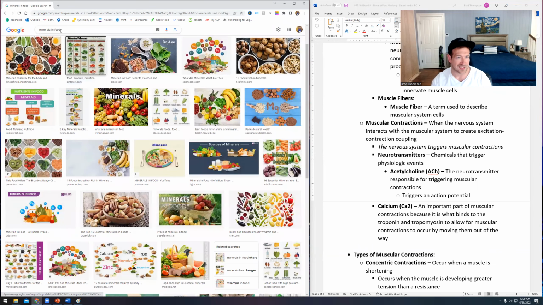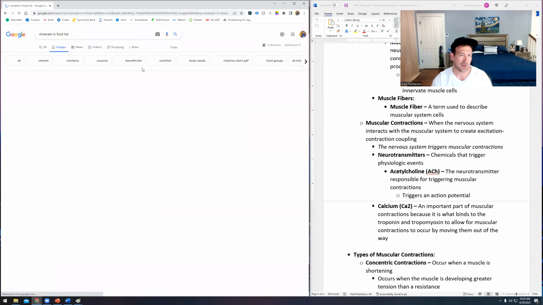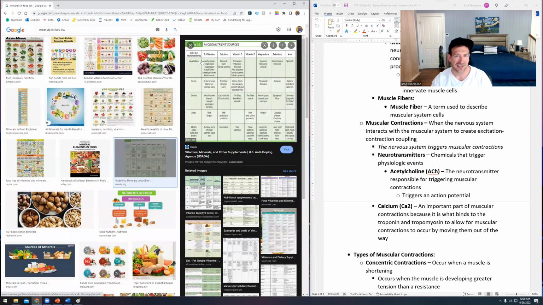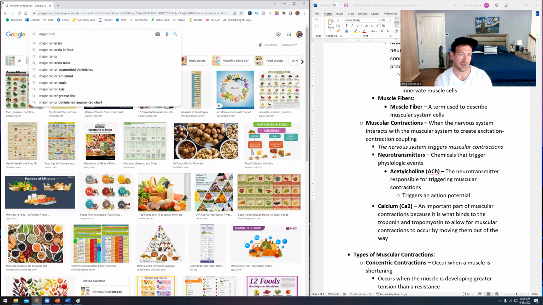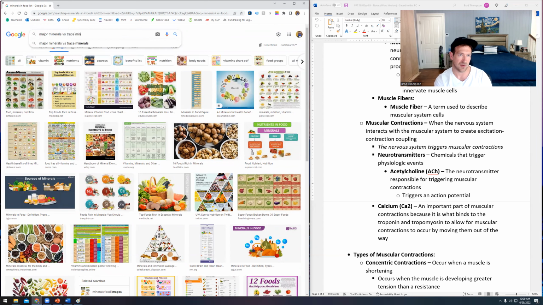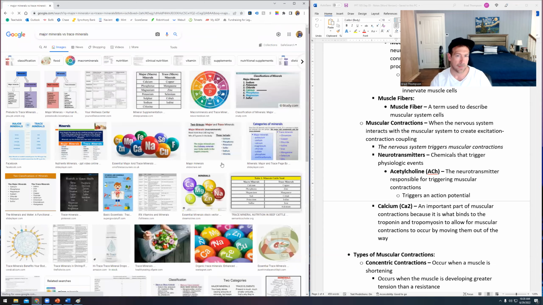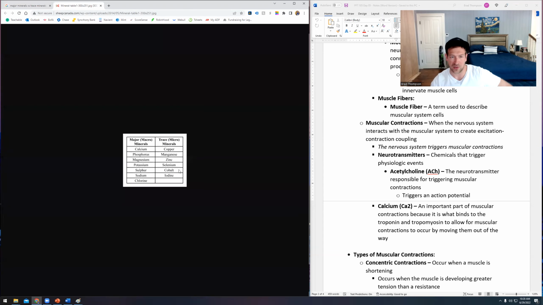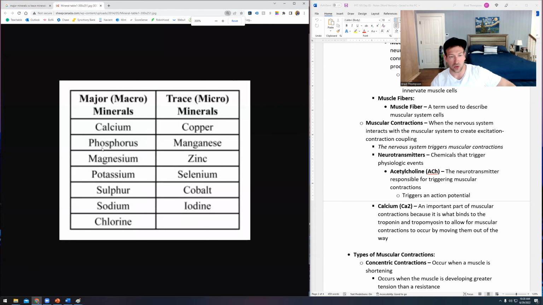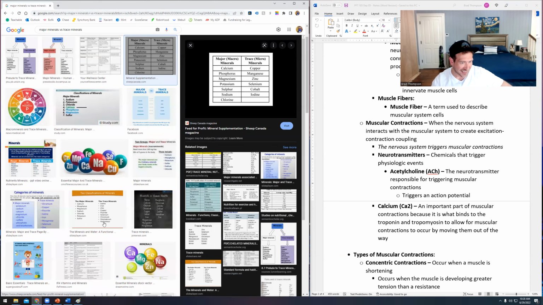If we look at all the minerals, I'm trying to find a list here. Give me a chart. That's not all of them. Major minerals, trace minerals. There we go. So here's all the minerals that you need a lot of every day, and here's the ones that you need very little of. But like choline, which is not, okay, that's not the whole list. God dang it.